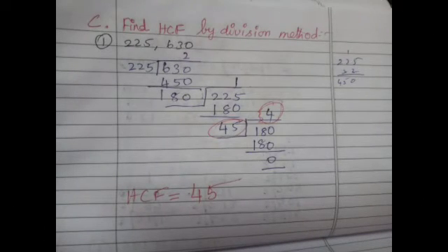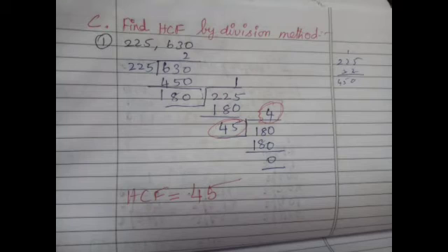Next method is the division method. As we saw in that example sum, we have to take the bigger number inside and the smaller number outside. Here 225 is the smaller one, 630 is the bigger one. So we need to check how many times 225 will come in 630. Take it in the rough column and multiply and see. It will come 2 times, 450. So the remainder is 180.